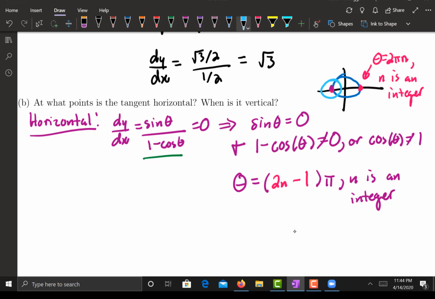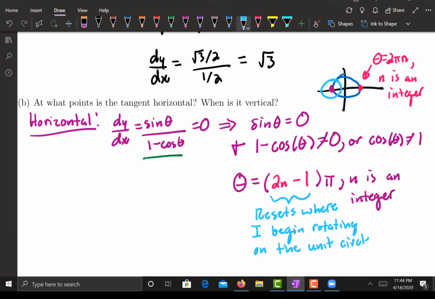So what the 2n minus 1 does is it resets where I begin rotating. Not began, that's past tense. Begin rotating on the unit circle. And so I want to do that to make sure I'm guaranteed that.